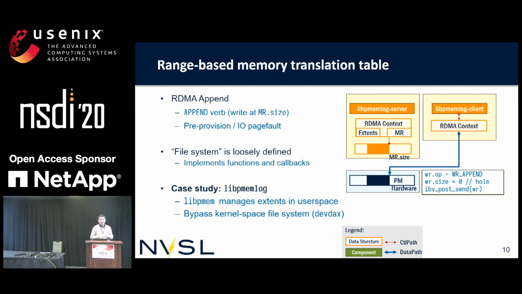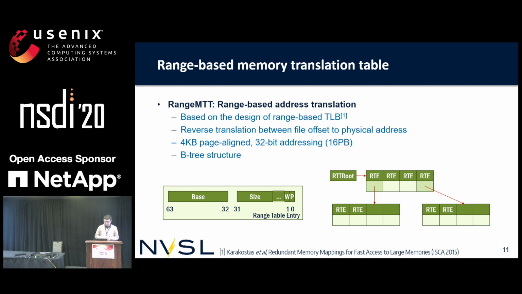Also, I have been talking about file system, but the notion of file system here is very loosely defined. Anything that handles address translation and implements those functions and callbacks is a file system. For example, we can extend libpmem, which is a user space PM library, to provide the functionalities for remote access, and then we can implement libpmemlog, which is a logging mechanism based on libpmem, to use FileMR.